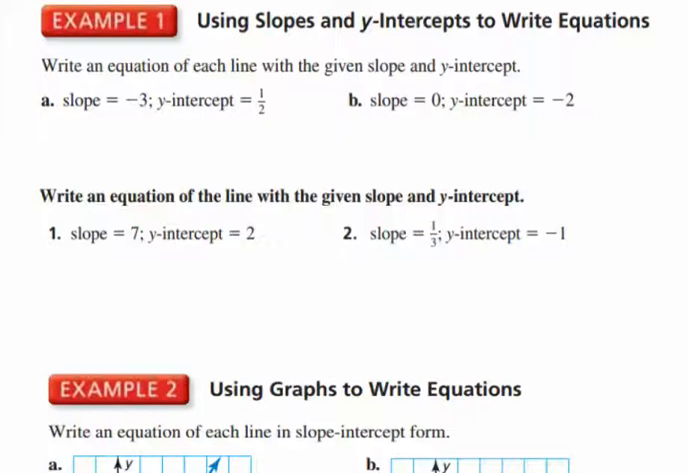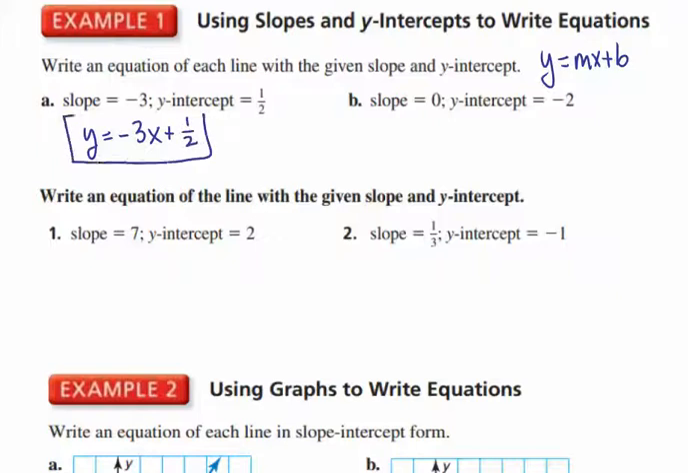So if you recall that our slope-intercept form is simply y is equal to mx plus b. And when we're given the slope and the y-intercept, we just put the pieces together. In this case, we get y is equal to negative 3x plus 1/2, and that's all there is.